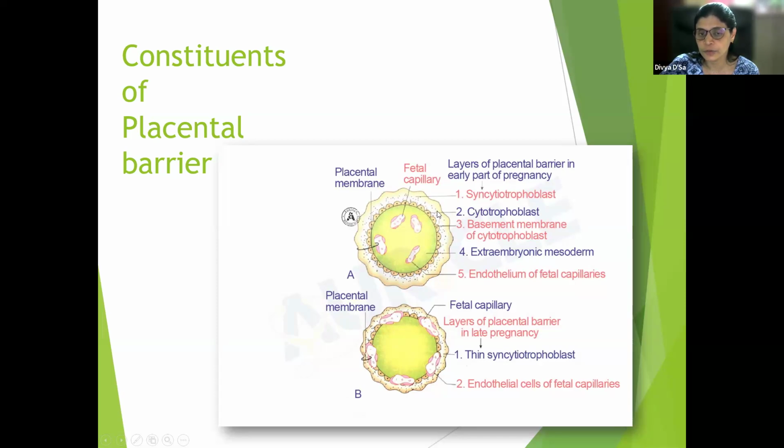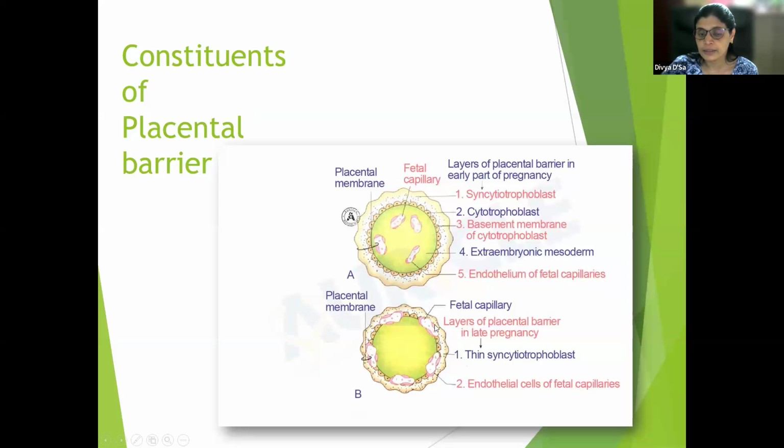This is the picture if we take the villus and a transverse section; this is how it will appear. So these are the fetal blood vessels in the core of the villus, right? Then the endothelium lining of this fetal capillary. So there are about 5 layers during early pregnancy, but later on after the 6th, 7th month, it changes. So: syncytial trophoblast, cytotrophoblast, basement membrane, extraembryonic mesoderm, and endothelium of the fetal capillaries.